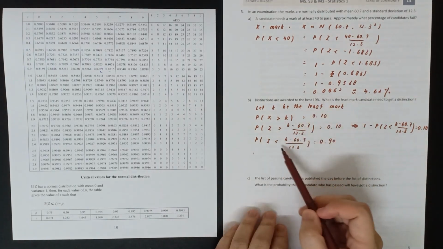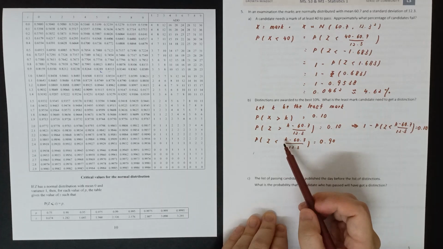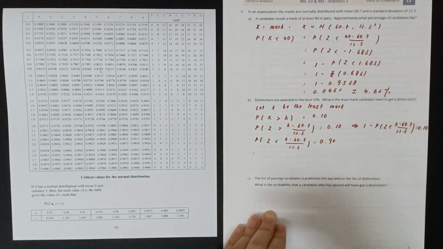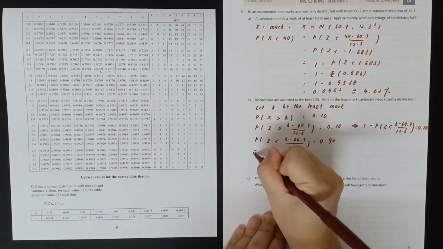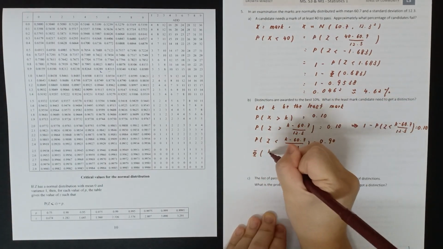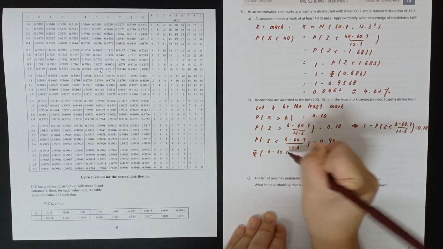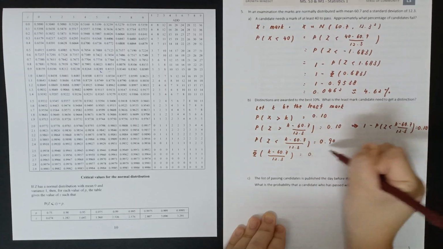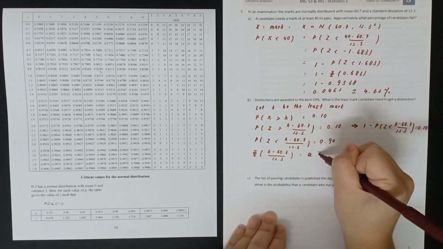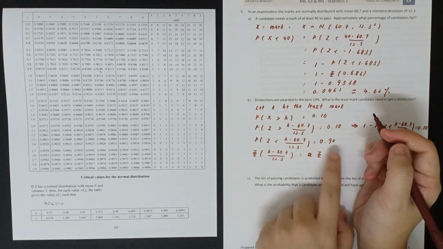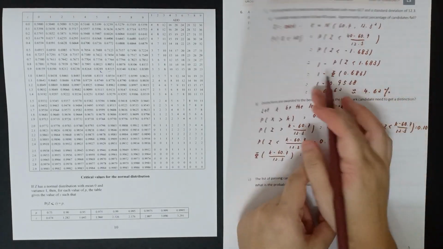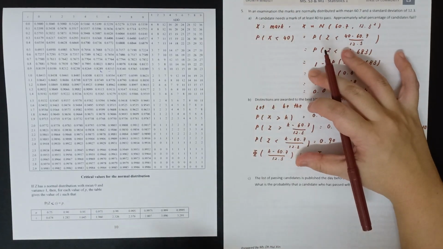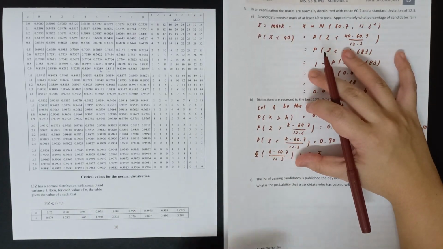Okay, so I have this, and I know that my K is a positive number, on the right hand side of my mean, so I'm going to straight away change it into Φ. Okay, so Φ of (K minus 60.7) divided by 12.3 will give me 0.90. Okay, so now I want to talk about this. So 0.90, for this one, you can straight away use the critical value table that is given.